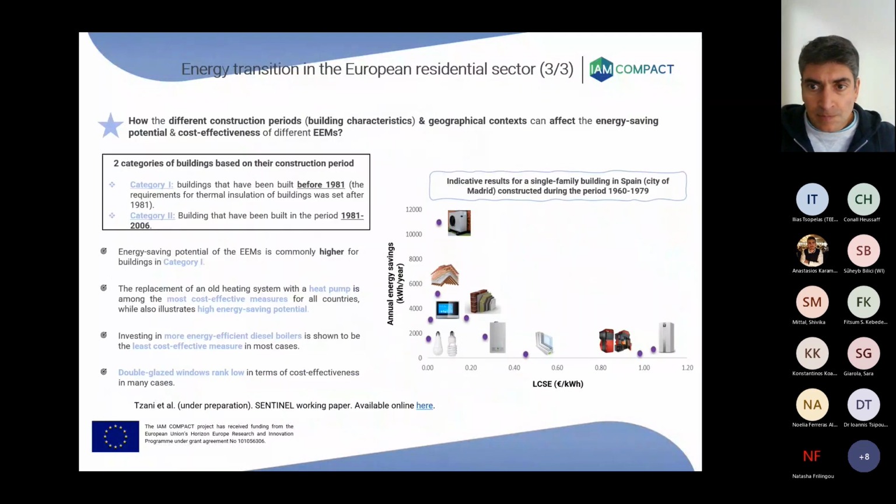And here is some indicative visualization that we do with the results. This is for the city of Madrid in Spain, for a building constructed between 1960 and 1979. And we do the prioritization and ranking of the different energy efficiency measures. So that would be one type of application of the model.